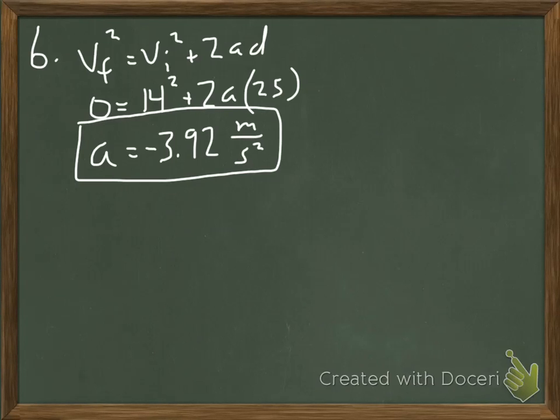So there we go. The velocity final is 0 because we're coming to a stop. Velocity initial was given. The distance was given. I solved for A, and I got negative 3.92 meters per second squared. Now we can find the force because we have our acceleration, and the mass is given in the problem.